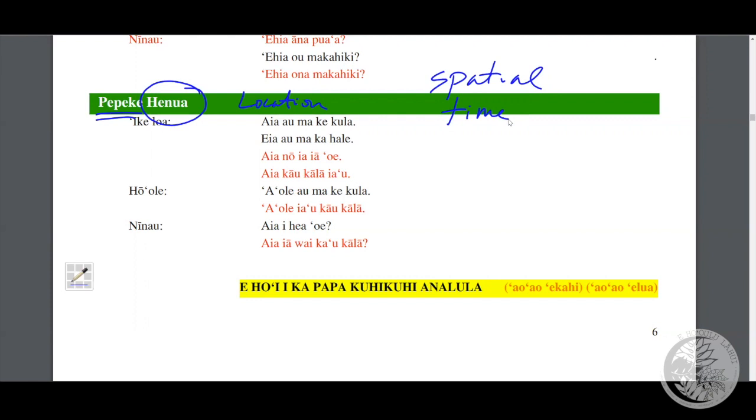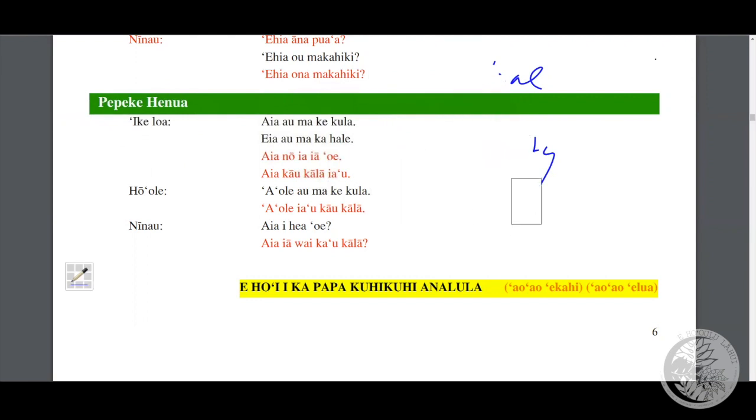And then the last one, which is also related very much, but it's also in the same kind of structure, is whenever there's some kind of activity that's being described. So if I was to say, where's Kimo? Kimo's surfing, as if it's a location. Where's Kimo? Kimo is swimming in the river. And so, these three are really the main focuses of what's called a Pepeke Henua. So let's look at some examples again.